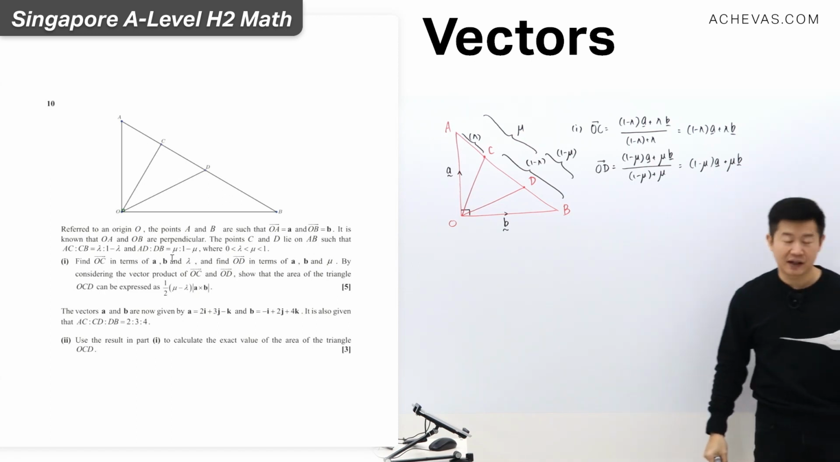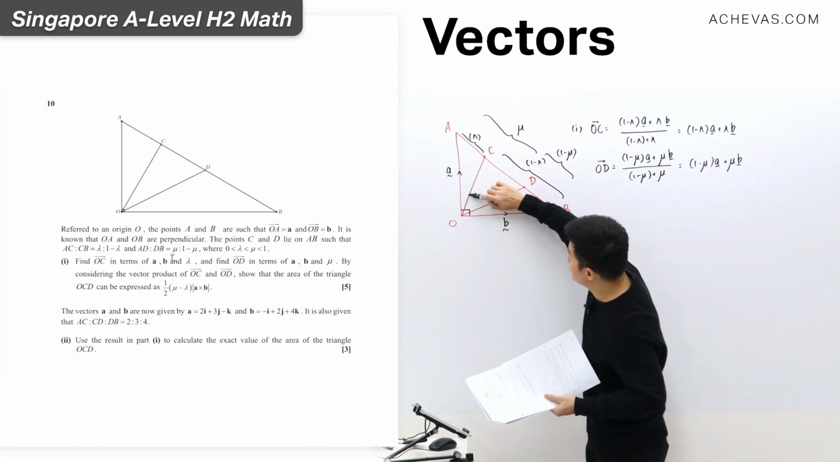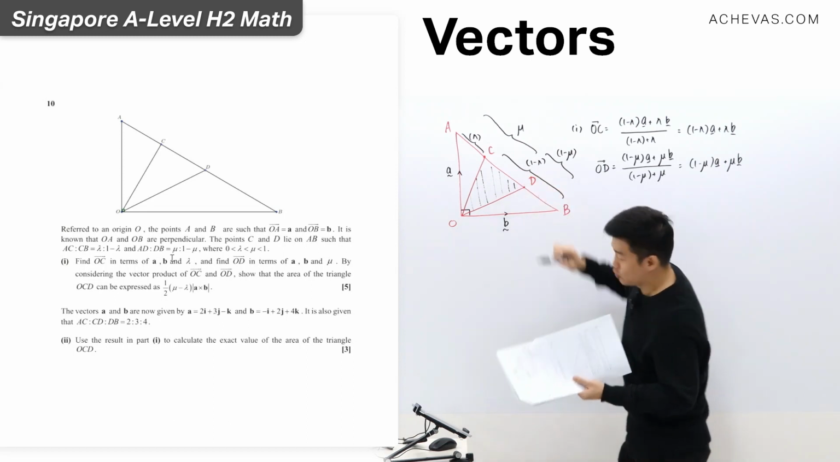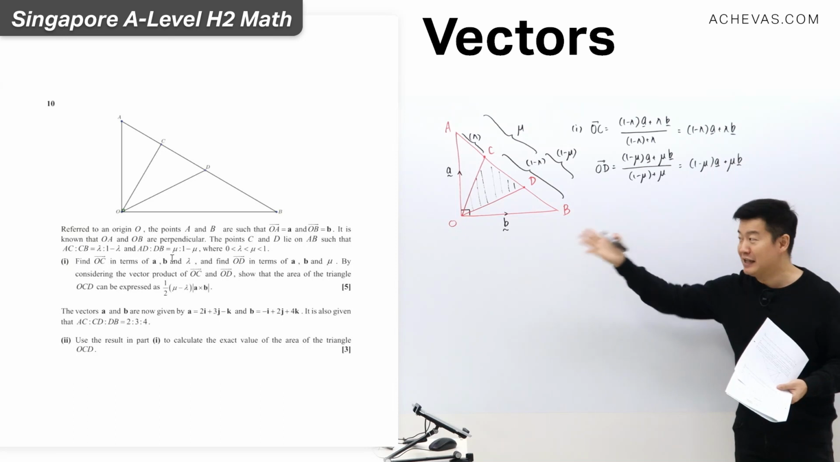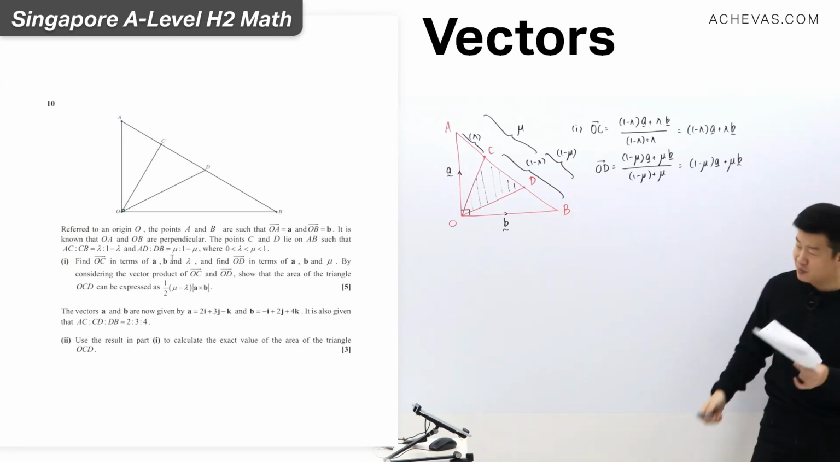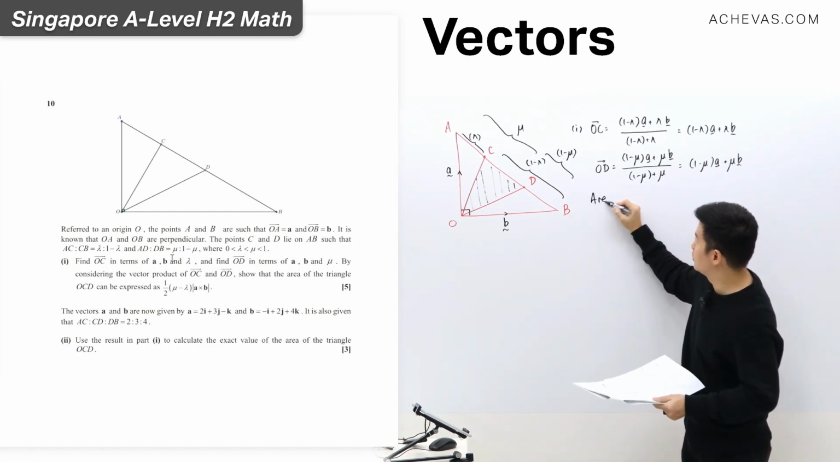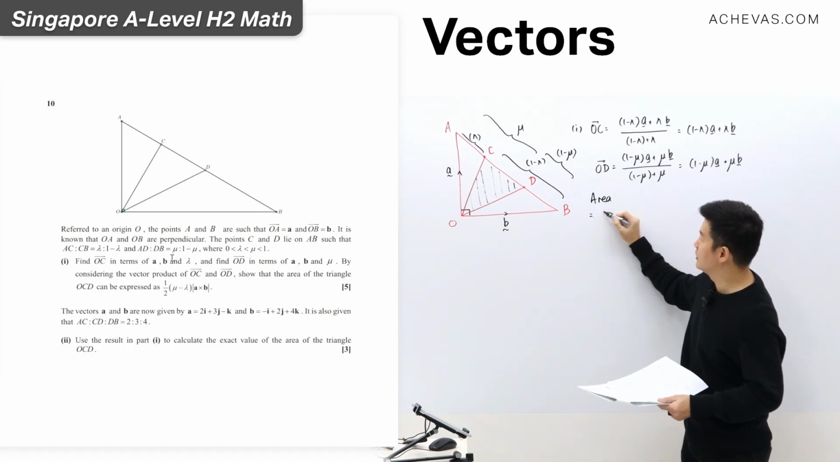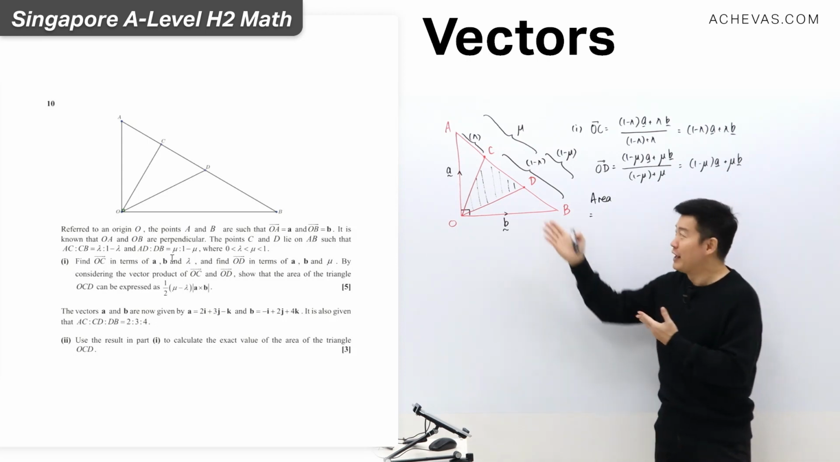Next, by considering the vector product of OC and OD, we are supposed to show that the area of the triangle OCD is equal to that. Again, like what I was telling you, I'm going to be obsessively drawing diagrams, drawing whatever I interpret from the question onto my diagram as much as possible. So we are trying to find the area of this triangle and show that the area is equal to that.